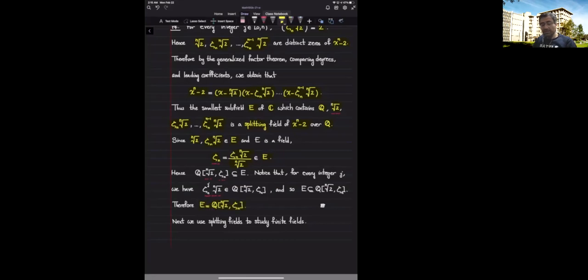So in the next lecture, we are going to use splitting fields to study finite fields. For now.